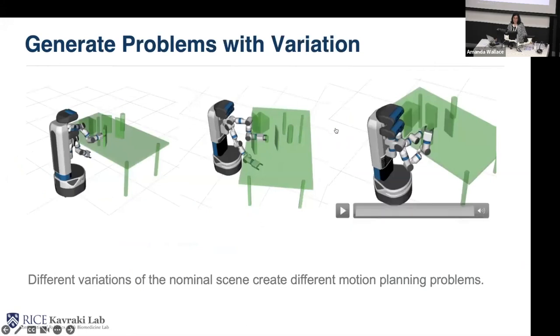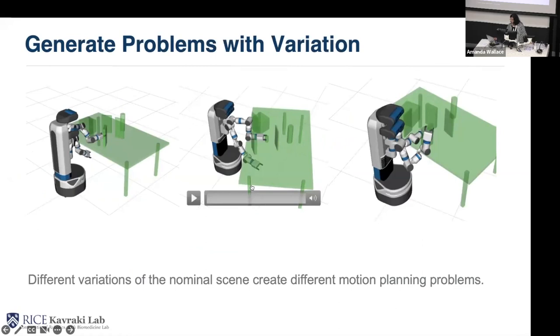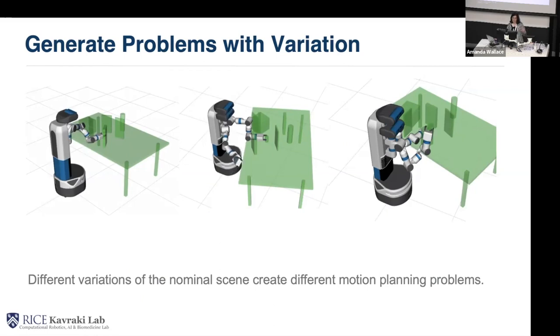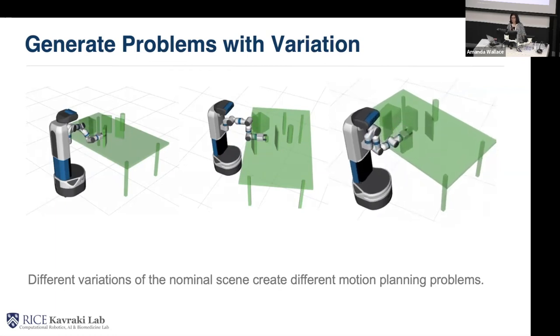Generating problems with variation, as I showed you before, is very important for us, and the plans do change a lot, even with small variations. So you need to understand the average performance of your planner. In the figure on the right, the robot was getting to the obstacle from the left. Here it's getting from the right side. This is yet another way of reaching the end effector to a particular pose.